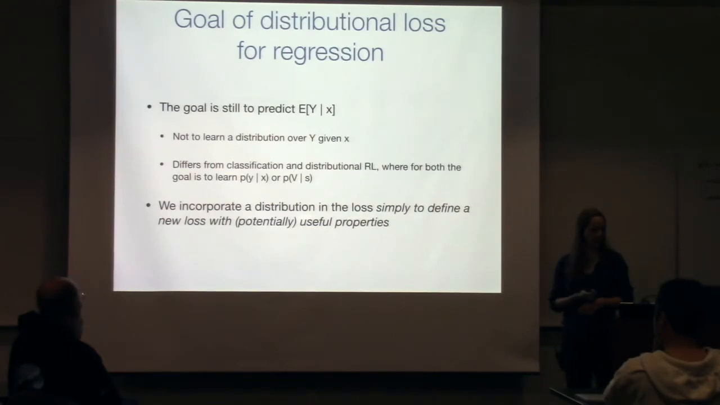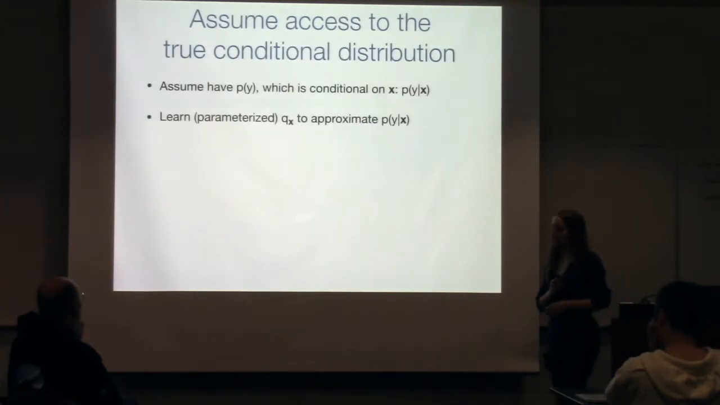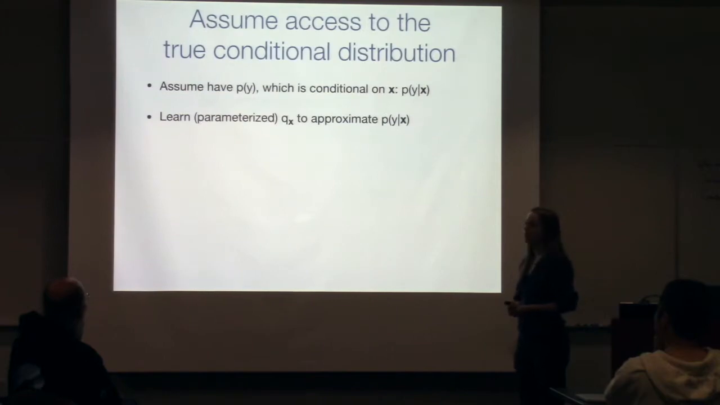Okay, so we're going to incorporate this distribution and the loss to define something with useful properties. I'm going way too slow. Okay, I'm going to speed up a little bit. It's already been 10 minutes? Okay, so I'm going to tell you what this loss is going to look like.